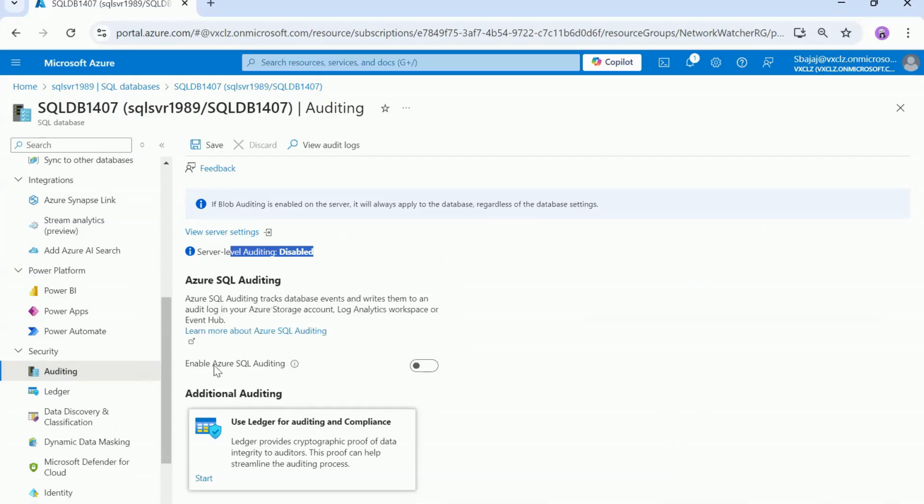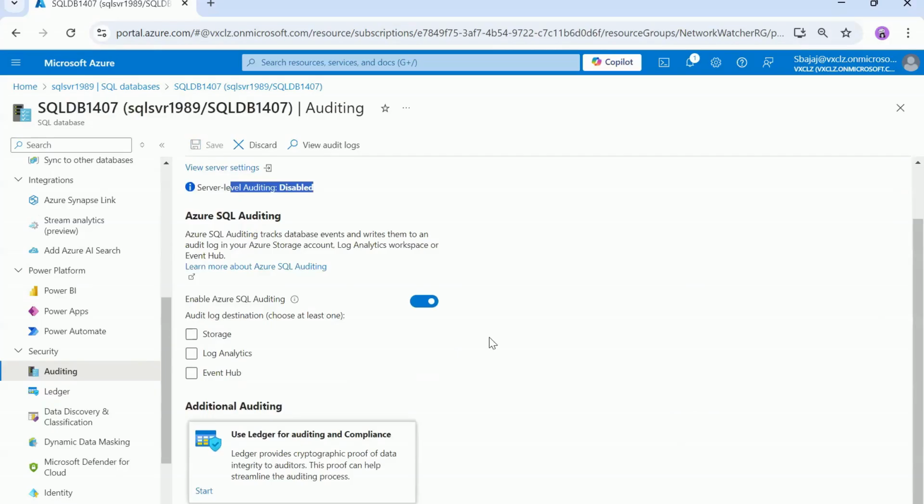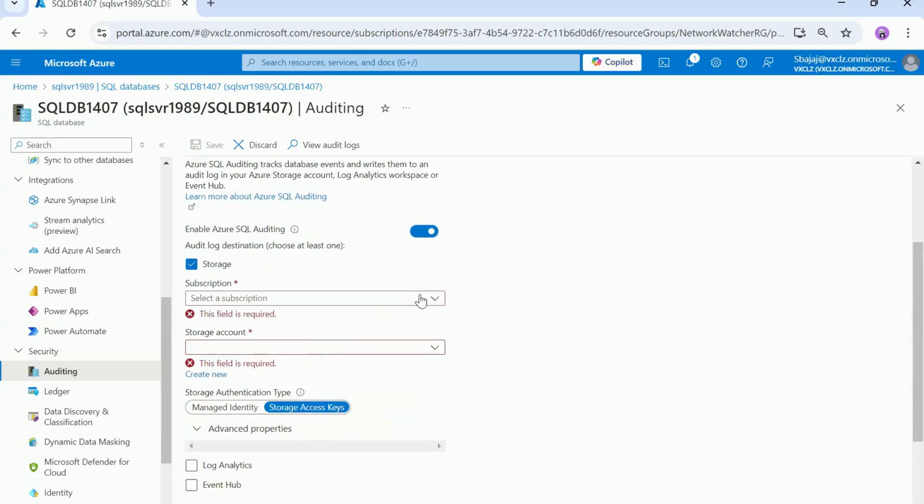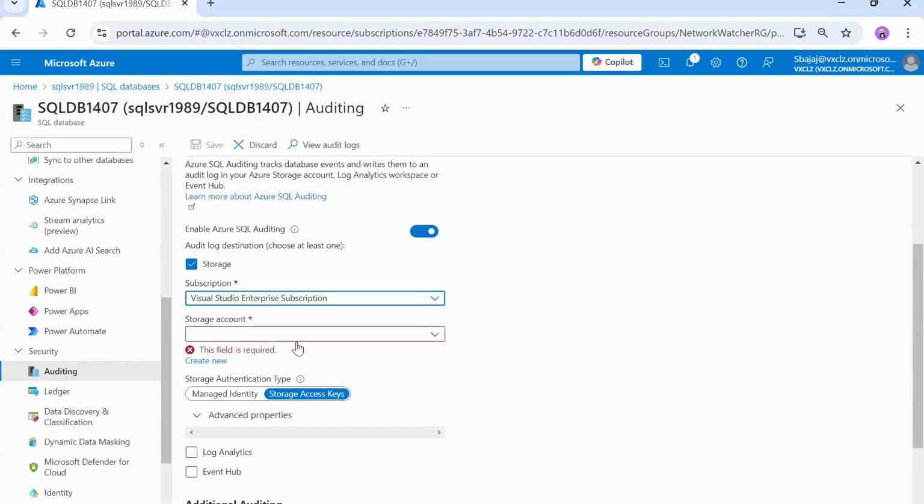So what we'll do is enable Azure SQL auditing. If you enable it, you have the option to choose the destination. Now there are three types of destinations that are supported: storage, Log Analytics, and Event Hub. To mimic the scenario in our question, we are going to choose storage. Now it is asking us to choose a subscription. I'll go ahead and choose my subscription.